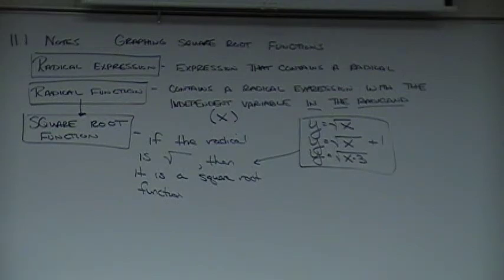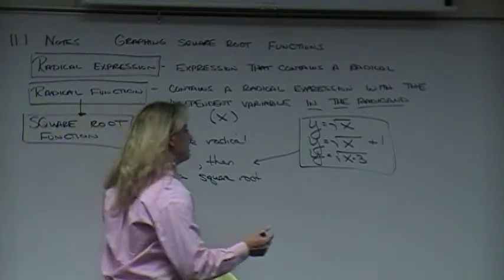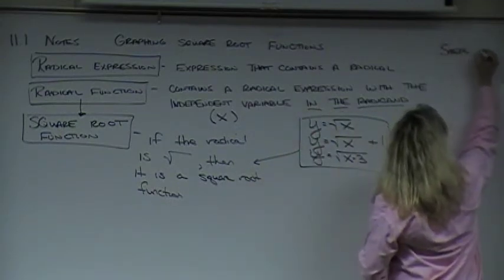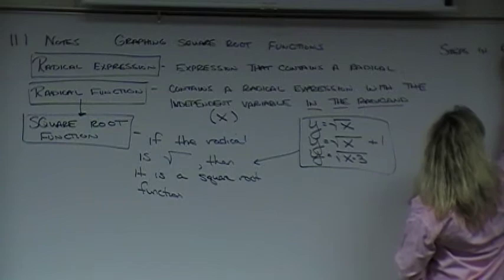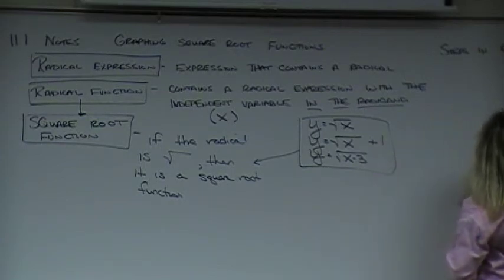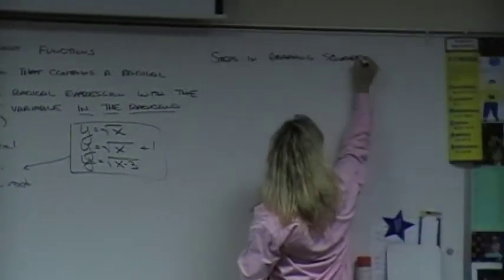Okay? All right, how do we graph these? How do we graph these radical functions or square root functions? Let's put down the steps for this. The steps in graphing square root functions. We're going to be even more specific. We're going to say square root functions instead of radical functions.